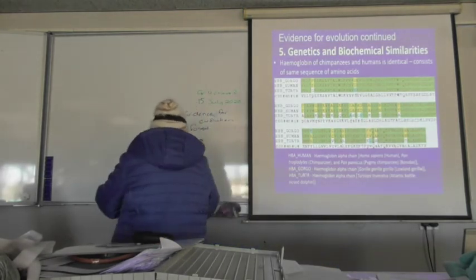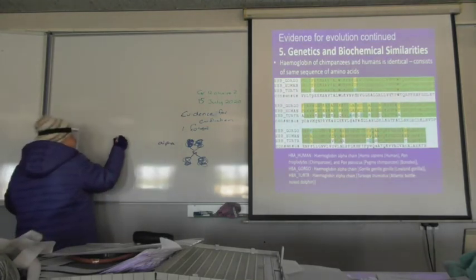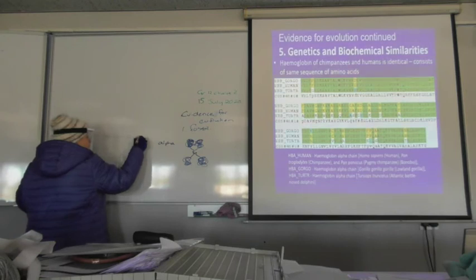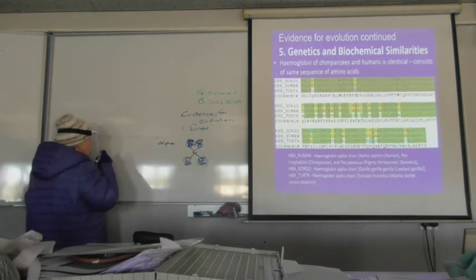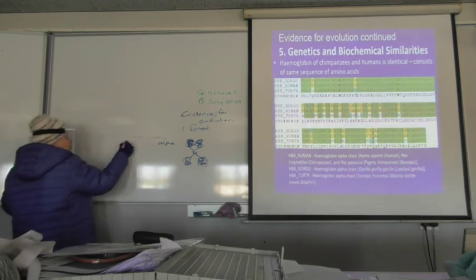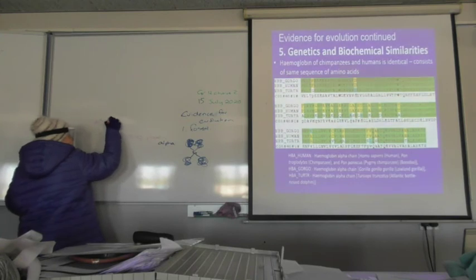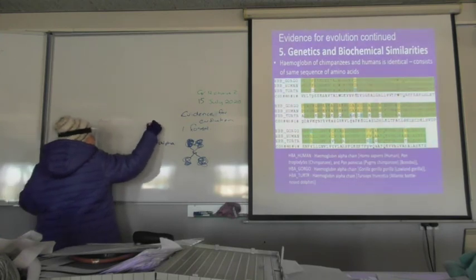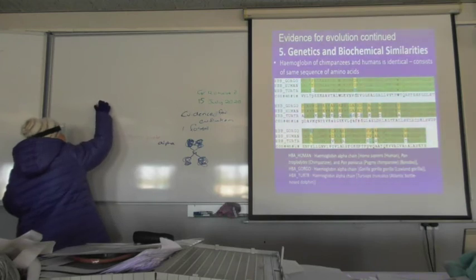Remember that amino acids are put together in a sequence to make up a protein. What determined that sequence? RNA. Messenger RNA. So messenger RNA had a particular sequence, and what determined that sequence? DNA.